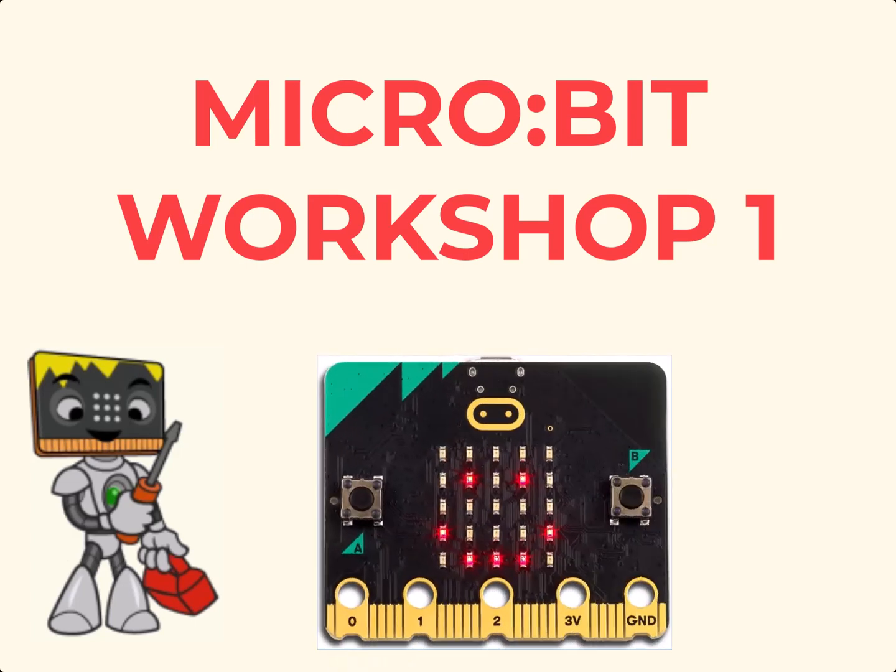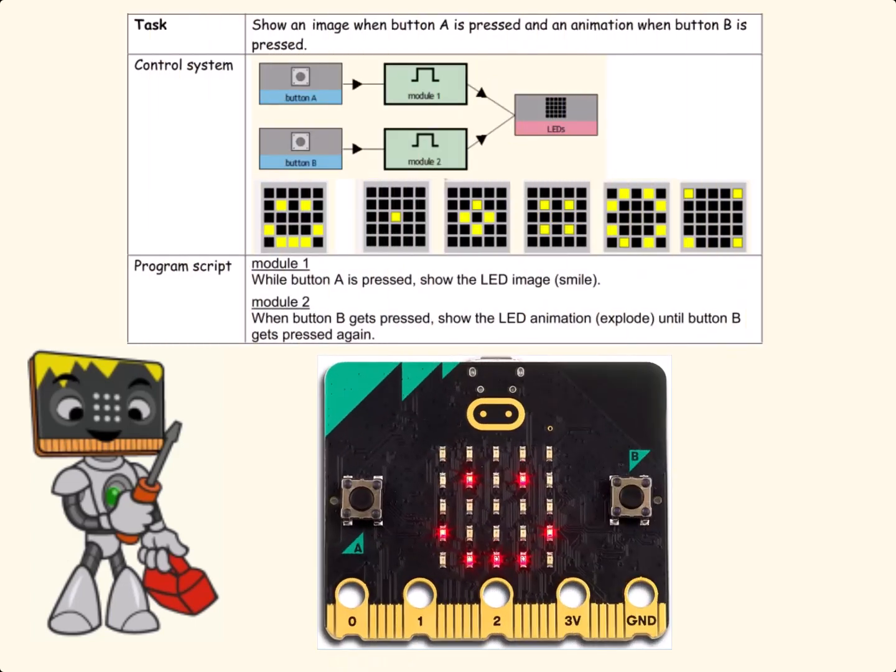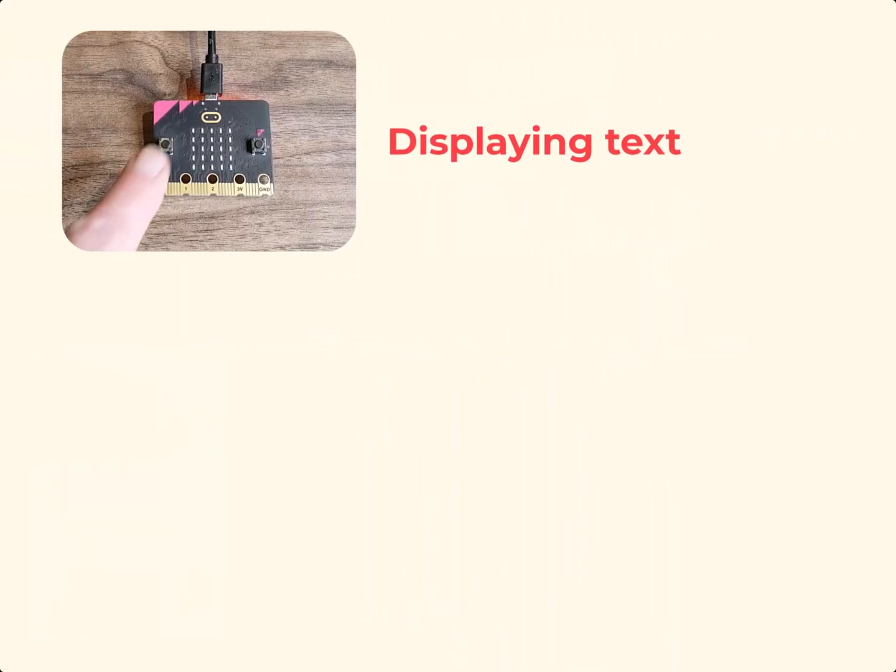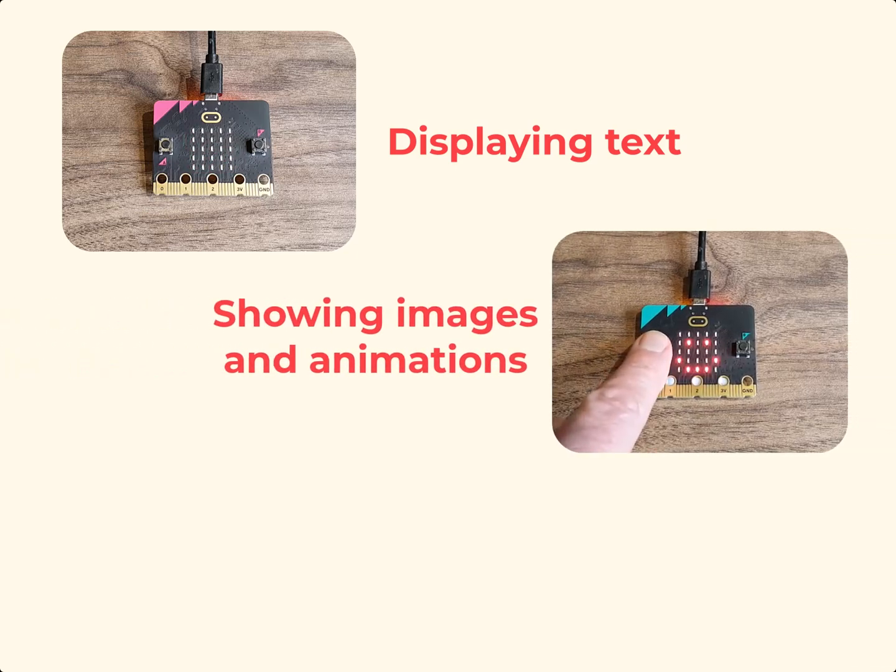This video will help you get started creating programs for the microbit in plain English. First, here are some simple tasks that the microbit can perform. Here it is displaying text when you press a button. This time it shows an image and an animation.